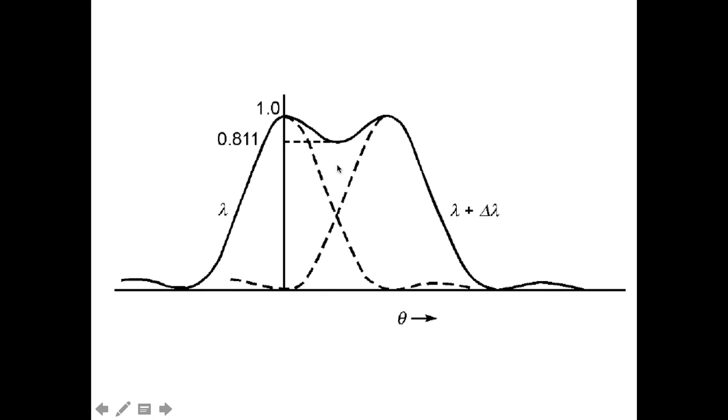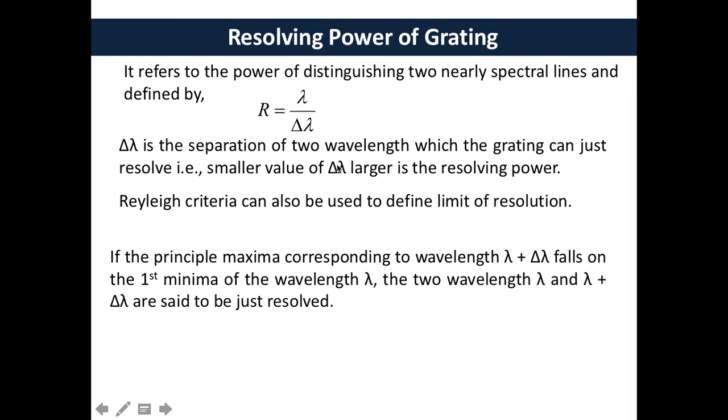So distinguishing two nearly spectral lines, which is defined by lambda and delta lambda. Lambda is the wavelength and delta lambda is the separation of two wavelengths which the grating can just resolve. Smaller the value of delta lambda, larger the resolving power. So the Rayleigh criterion can also be used to define the limit of resolution.